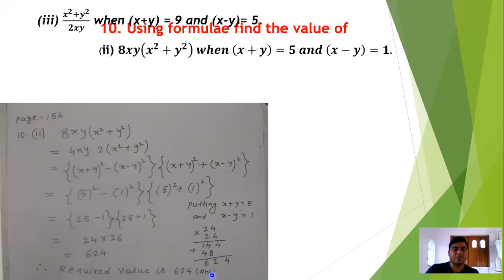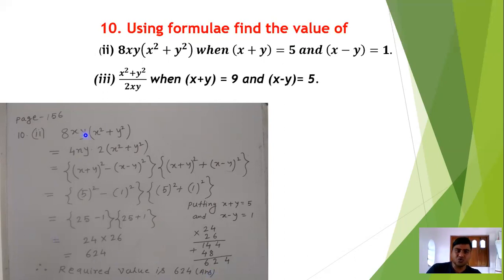Next sum, the next sum 10.2. Using the formula, find the value of (x square plus y square) divided by 2xy when x plus y equals 9 and x minus y equals 5. So we do the sum.